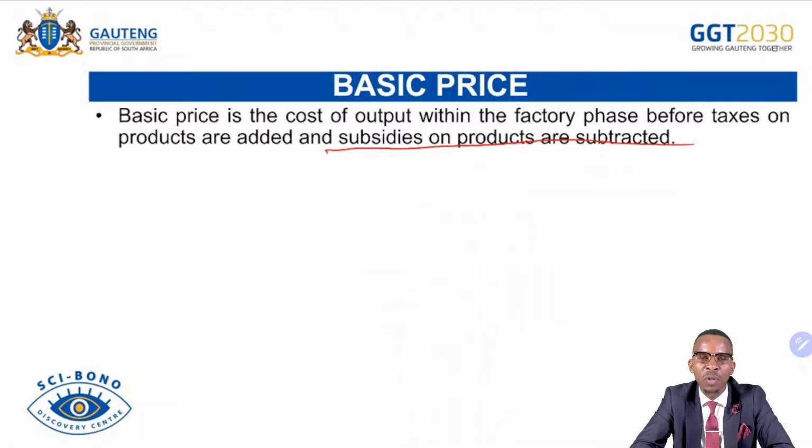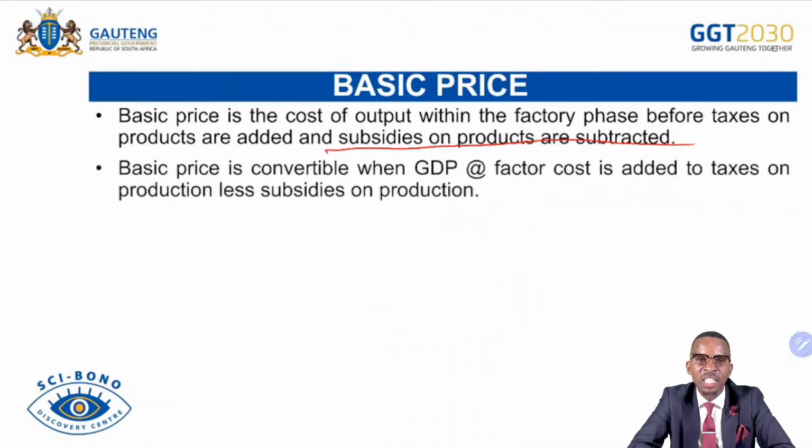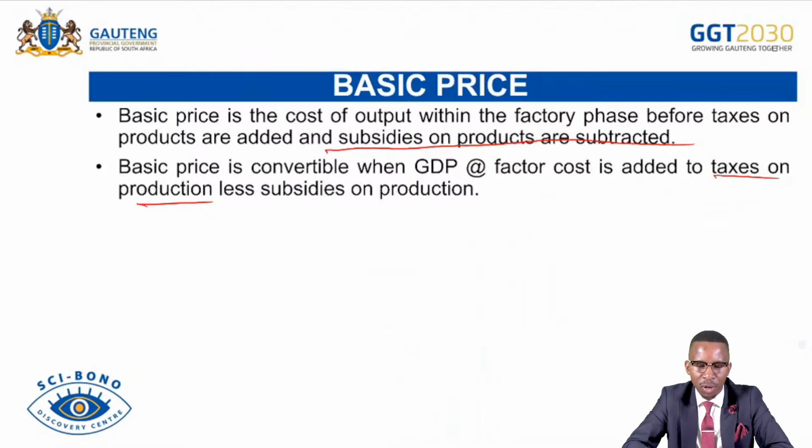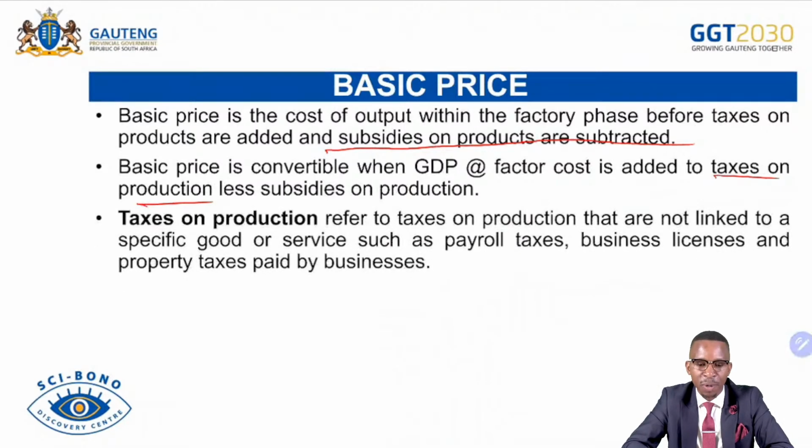So if we talk about the basic price, we talk about the cost of the product before it reaches the market, the cost of the product within the factory phase, before the taxation has been added and before the subsidy on product has been subtracted. Basic price is convertible when GDP at factor cost is added to taxes on production minus subsidies on production. Then we discover GDP at the basic price there.